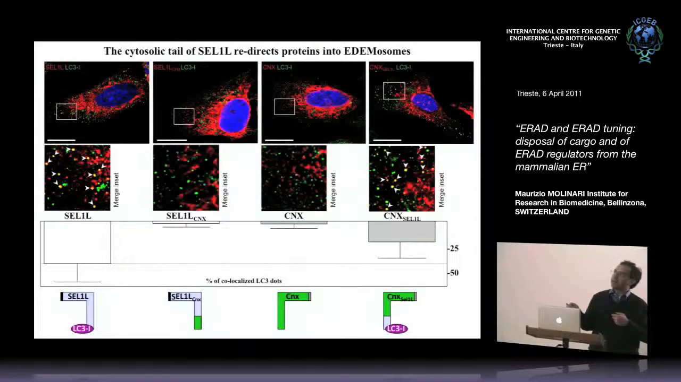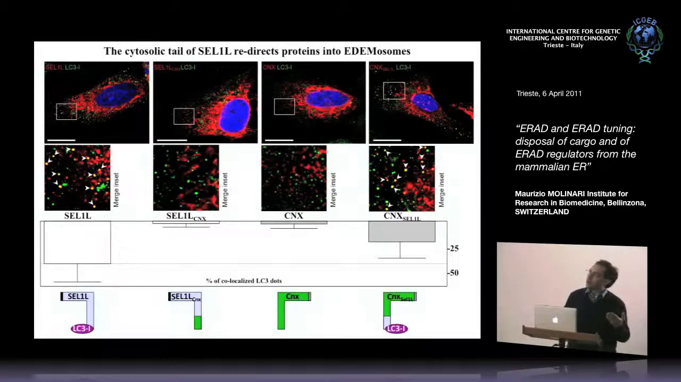If we express cell 1 recombinantly in the cell, we have cell 1 in the endoplasmic reticulum, in red, but then we have recombinant cell 1 also in vesicles that co-stain with LC31. This is another way to show that cell 1 and LC31 form a complex. So the recombinant cell 1 exits the endoplasmic reticulum and ends up in vesicles that are coated with LC31.